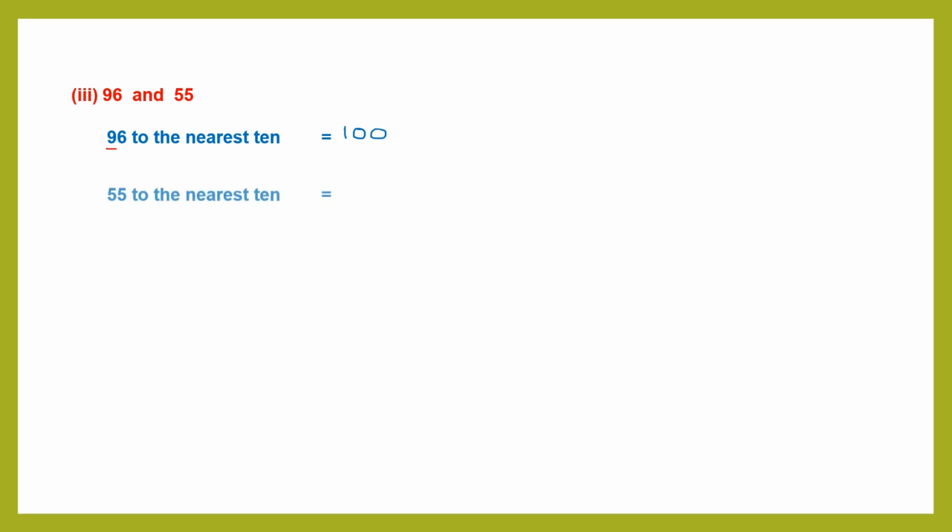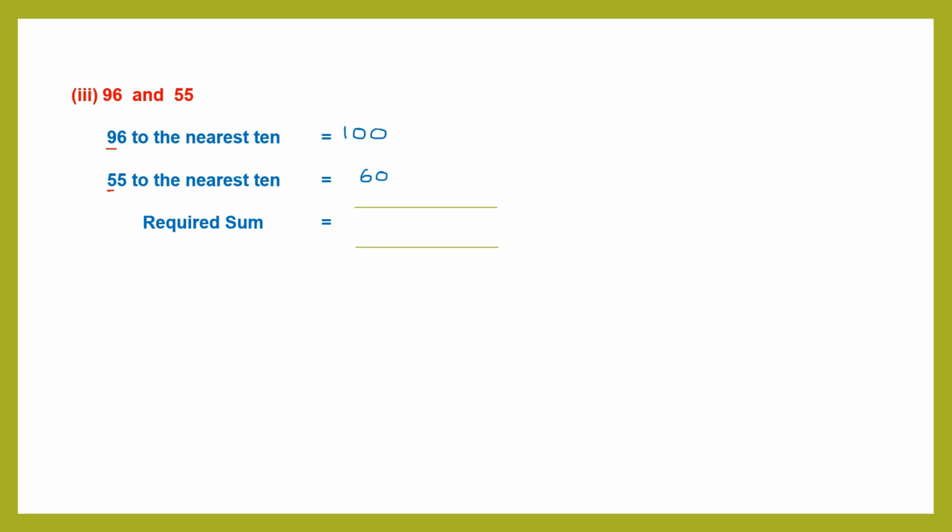Now let's take the next number 55 to the nearest 10. The digit in the tens place is this 5 and the digit to its right is 5. So that means what you have underlined will change to the next number, which is 6. And instead of the second 5 here, we put a 0. So now we are going to find the required sum first here by adding these two numbers. So let's add. We have 0 and 10 plus 6 is 16. We have 160. So this is the required sum.